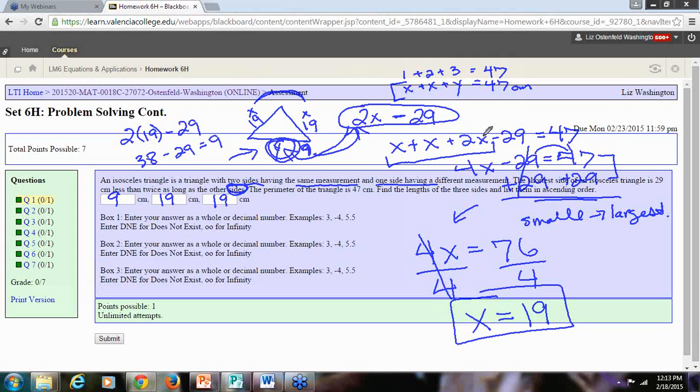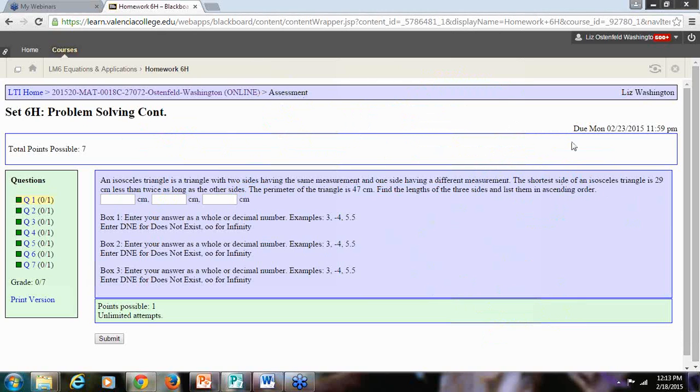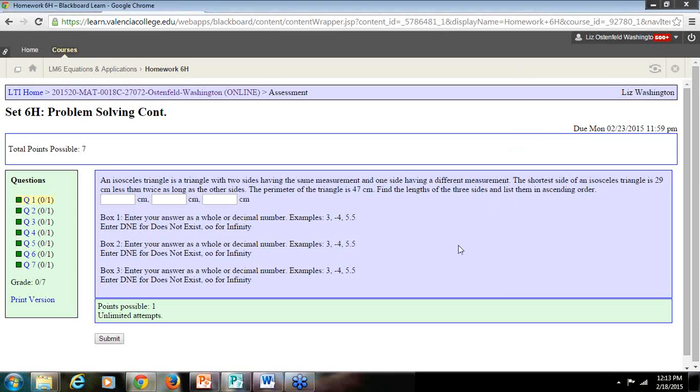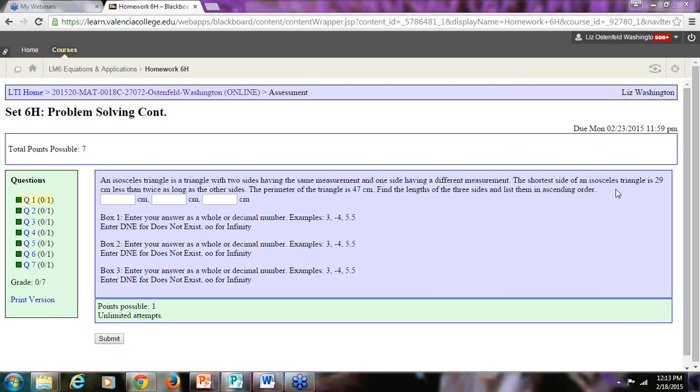So I'm going to go ahead and clear my screen so I can go to the next example. Okay. I'm going to close that. There we go. Alright, so let's try number 2.